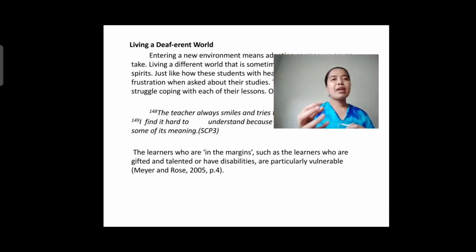In order for me to make my analysis richer and more substantial, I researched articles and studies coming from different sites and different research studies, in order to back up my claim. One of the researches that I cited in this theme was from Mayer and Rose, which says that learners who are in the margins, such as learners who are gifted and talented or have disabilities, are particularly vulnerable, because in the interviews and focus group discussions that I had, there were a lot of struggling stories.